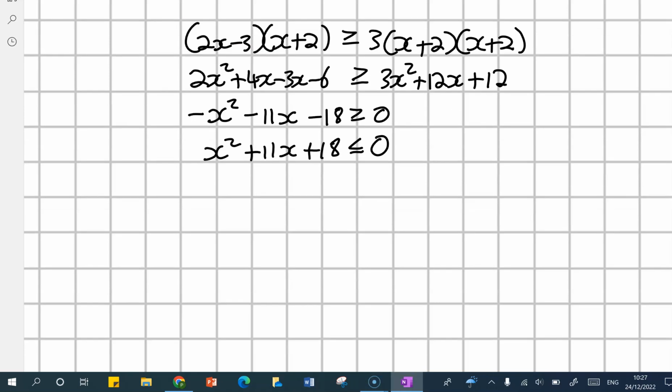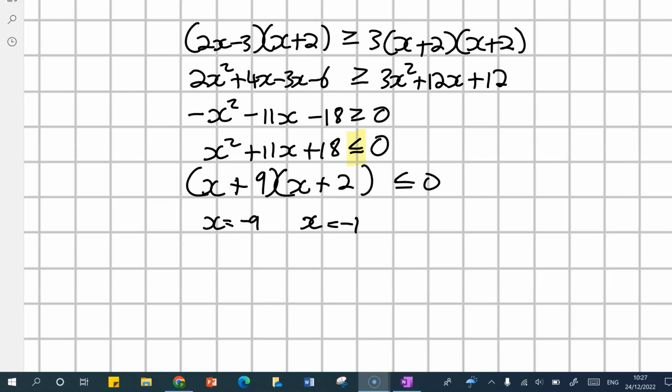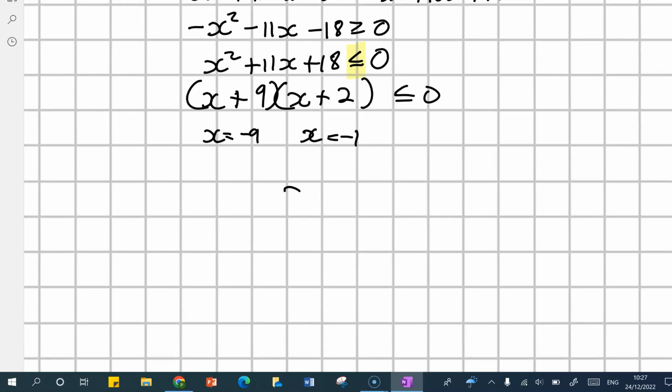Now that I have the quadratic ready to solve, this final inequality sign is the one I'm going to use in my answer. So solve the equation using minus b or back-to-back brackets. X equals minus 9, x equals minus 1. Write down your x, use the final inequality sign that you have. Small number goes on the left, large number goes on the right.